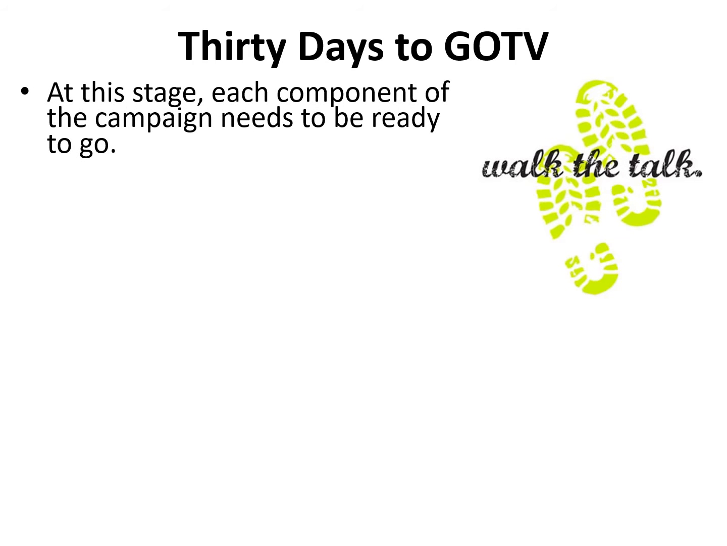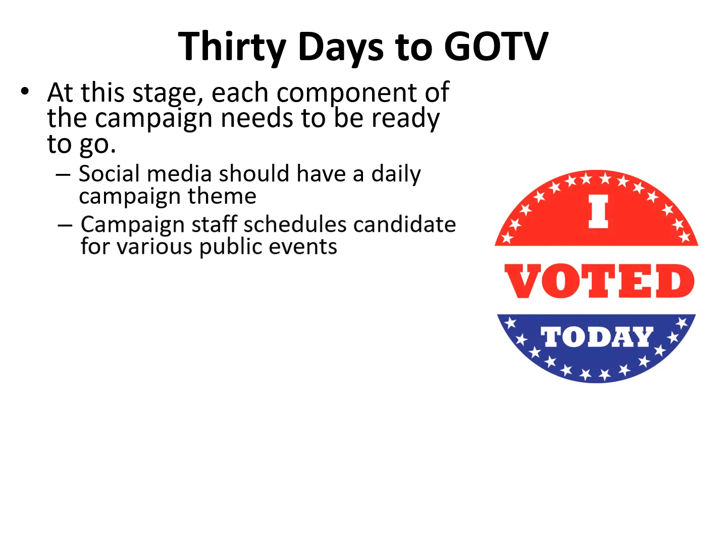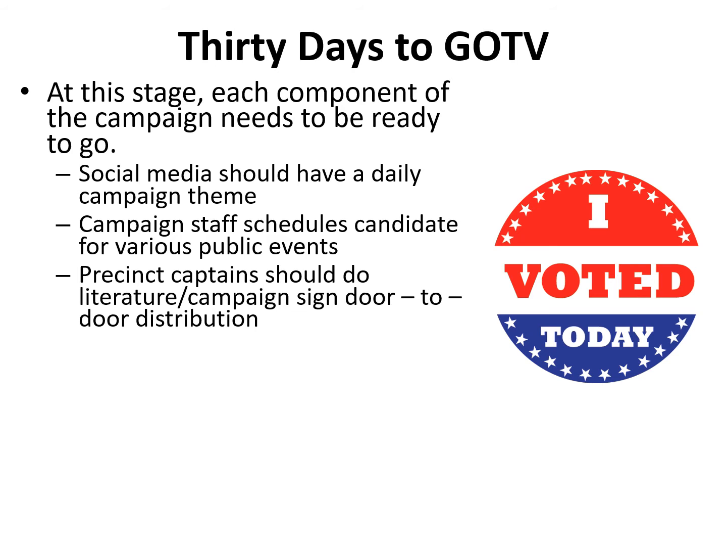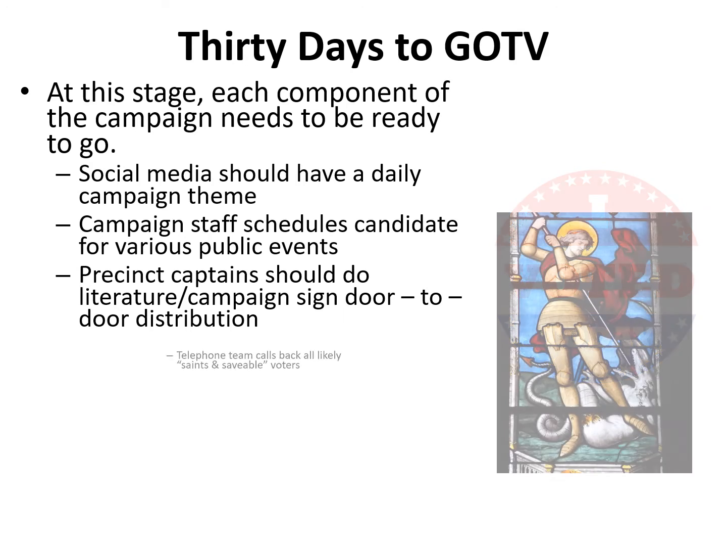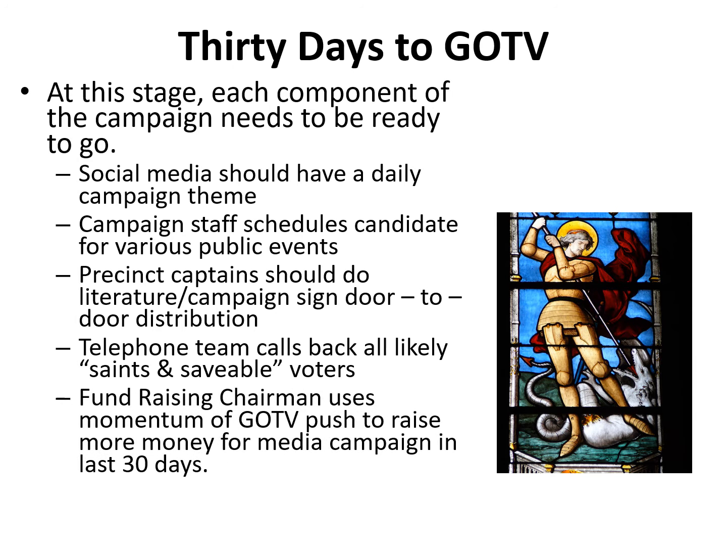At this stage, each component of the campaign needs to be ready to go. Social media should have a daily campaign theme. Campaign staff schedules candidates for various public events. Additionally, precinct captains should do literature and campaign sign door-to-door distribution. Telephone teams need to call back all likely saints and savable voters. And our fundraising chairman needs to use the momentum of the Get Out the Vote push to raise more money for media campaigns in the last 30 days.